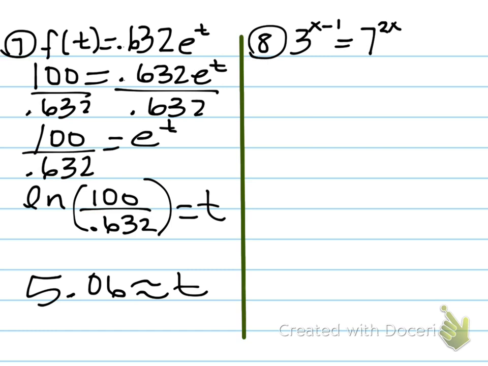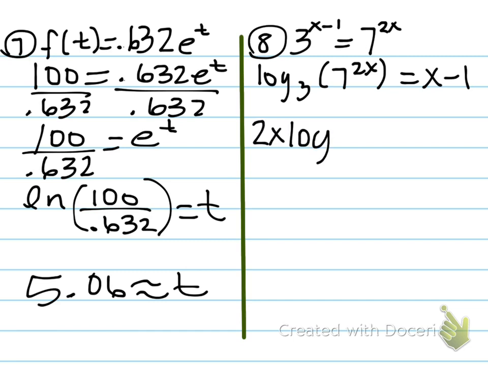All right, number 8, advanced. Each side is isolated already, so I need to go ahead and convert. So I have log base 3 of 7 to the 2x equals x minus 1. I have a power to a power right here, so I'm going to bring down that 2x in front of the log. I want to get my x's together.